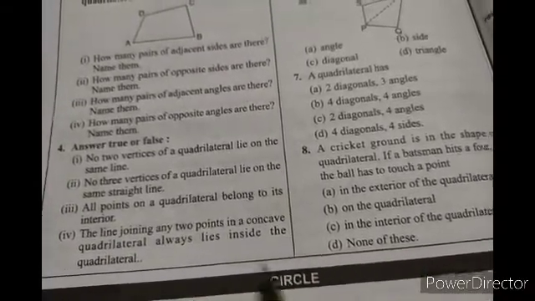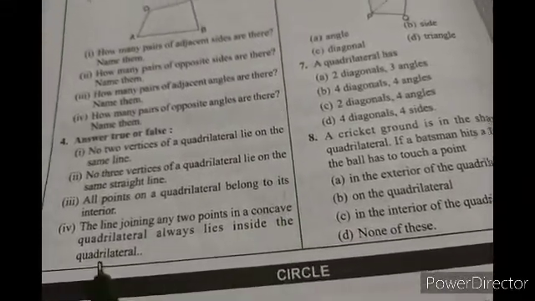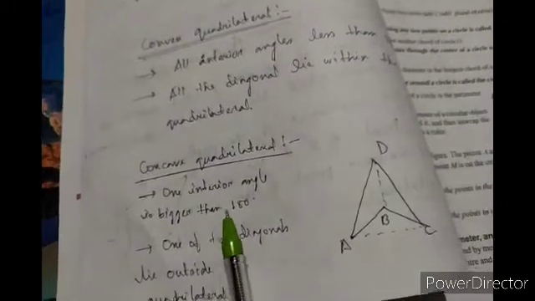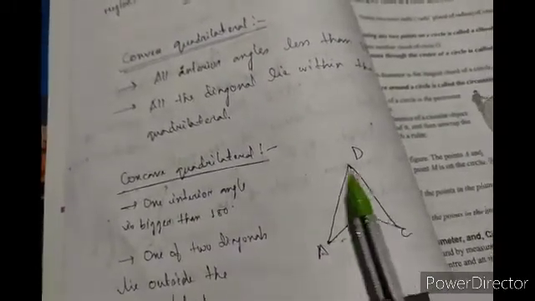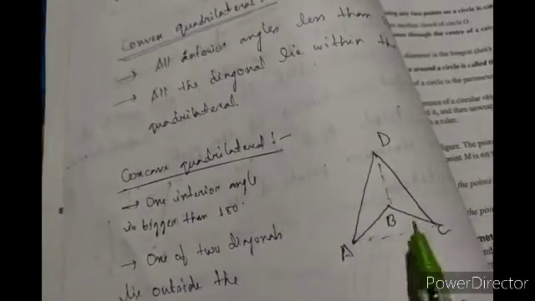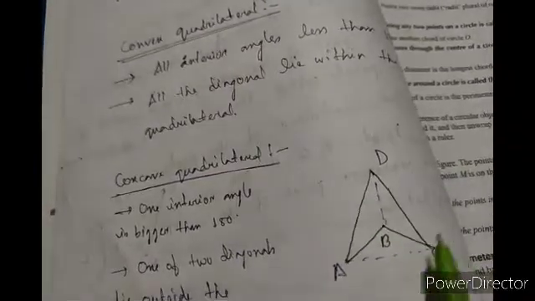The line joining any 2 points in a concave quadrilateral always lies inside the quadrilateral. So first let us quickly understand what a concave quadrilateral is. A quadrilateral is said to be concave if one interior angle is bigger than 180 degrees. For example, this is also a quadrilateral. Why? Because it has 4 sides, 4 angles, and 2 diagonals. So it follows all the conditions of a quadrilateral.